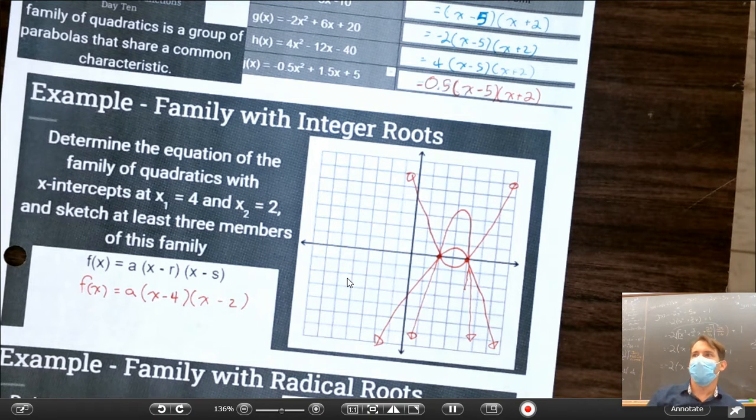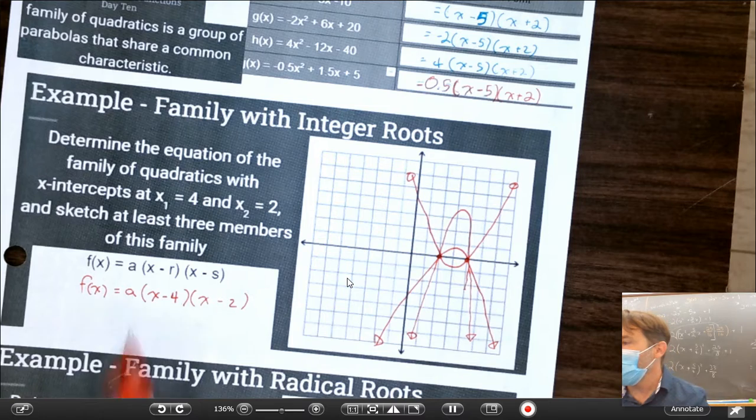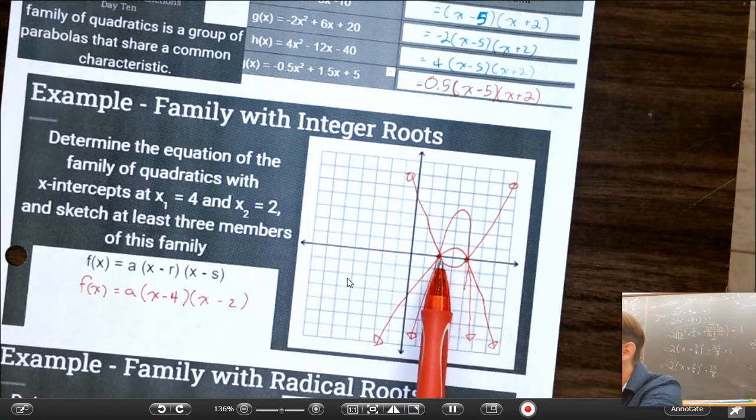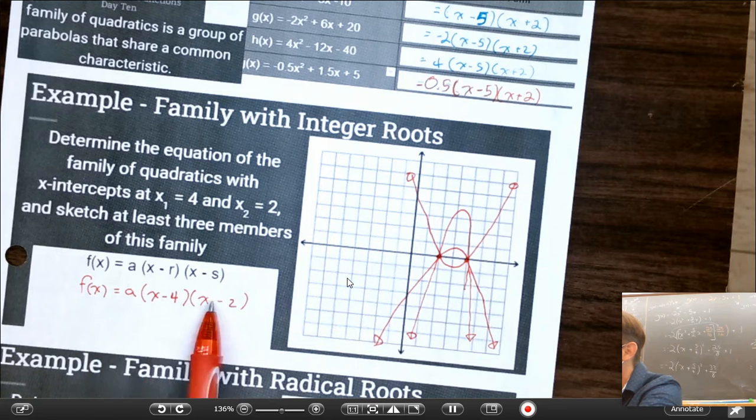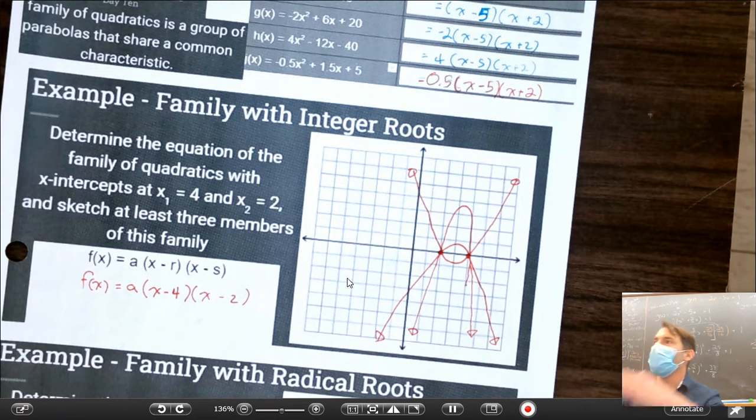Yep, it's a line. And if A was 0, it would still go through these 2 points. It would be the x-axis because you would have f of x is equal to 0. It would be the line y is equal to 0, which is the x-axis. So we can even turn a parabola into a straight line with a stretch factor of 0.